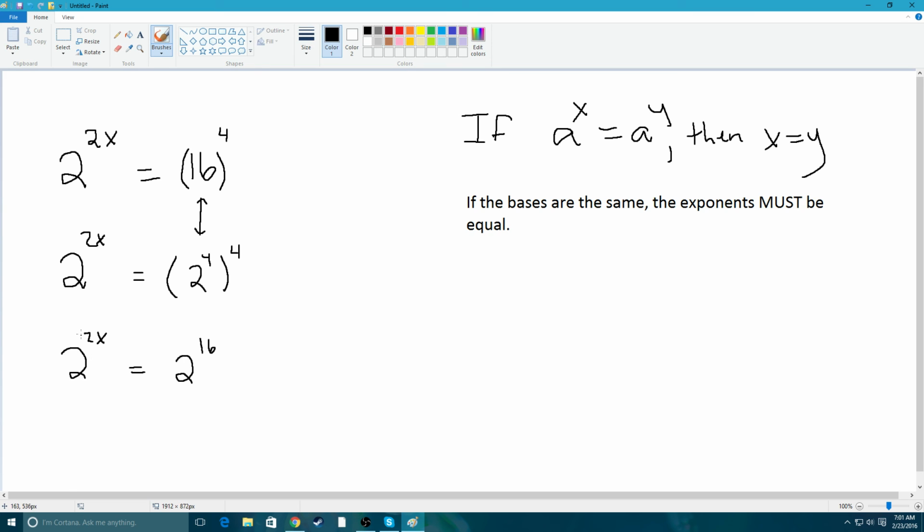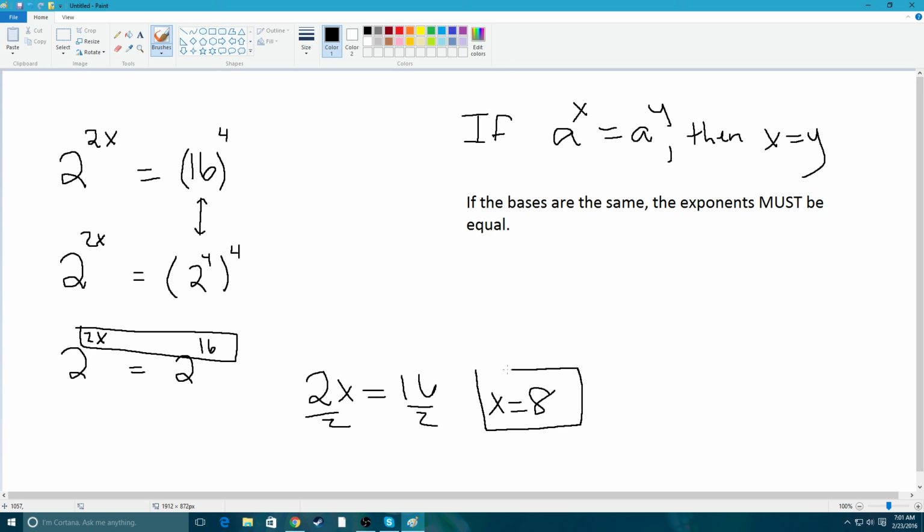So exponent time. We just say 2x equals 16. Don't even have to worry about the bases anymore. All we're doing is worrying about this thing right here. Divide both sides by 2. X equals 8. And that's how we solve this thing. And that's pretty much it.